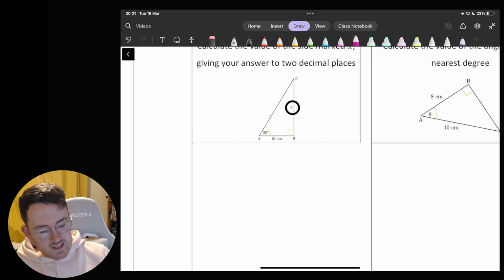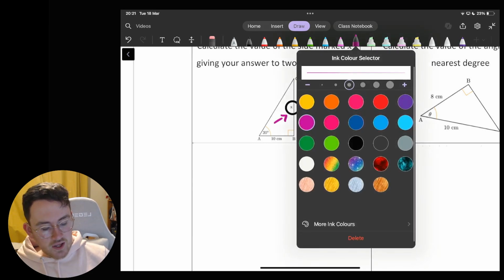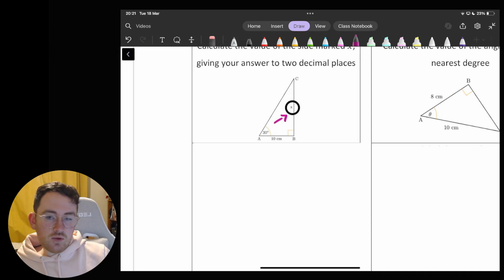Now, since I'm looking for a missing side, I'm going to label my triangle with reference to that. I'm starting with the angle that I know, which is the 30 degrees, and I'm going to label everything relative to that angle. The first one I would nearly always start with is the opposite, which is the one that's across from the angle, and that's going to be x in this case. So x is my opposite side here.